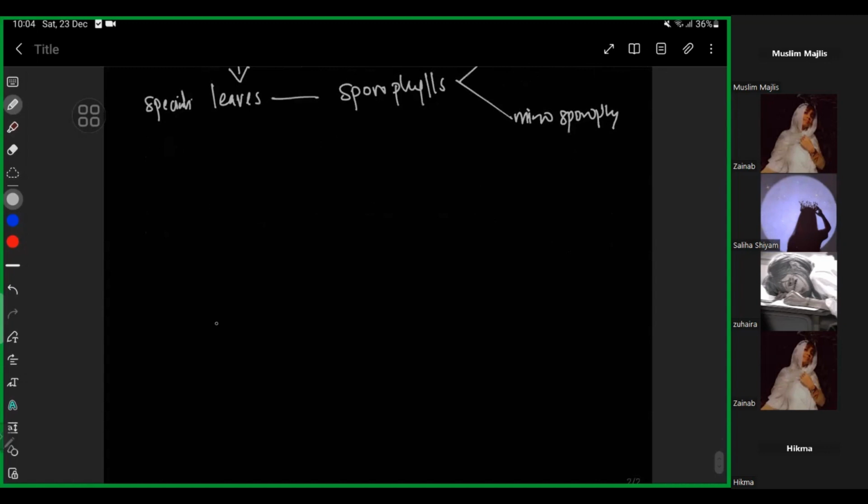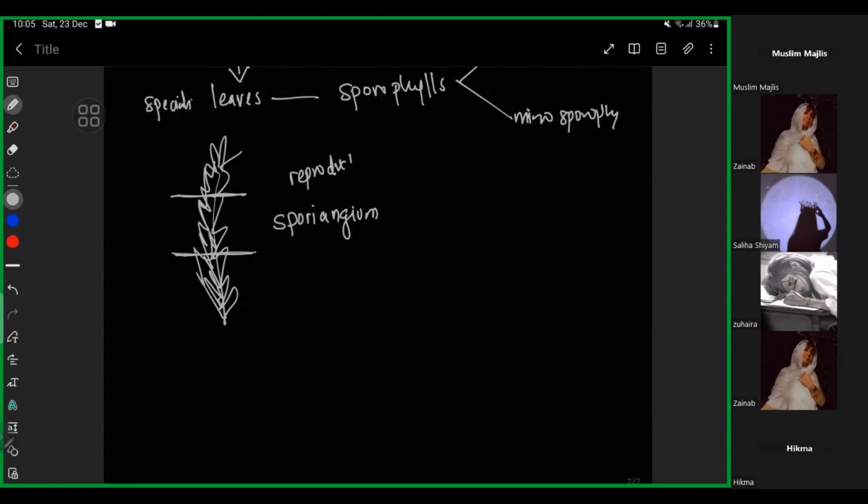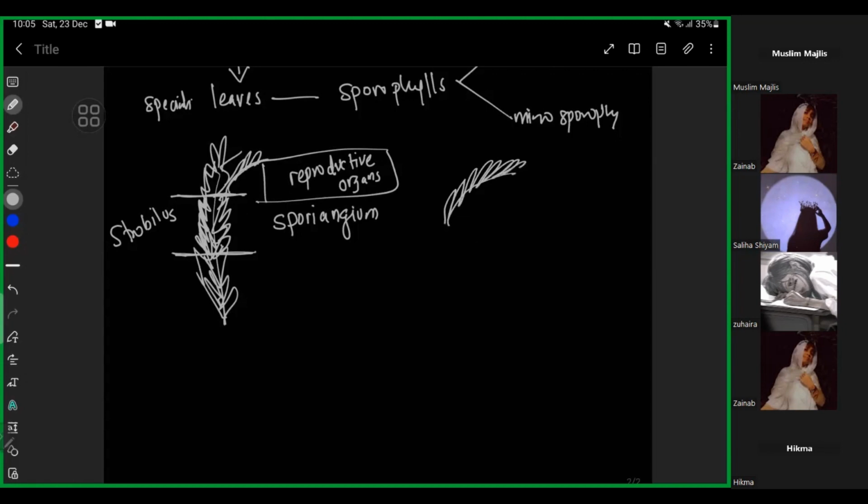Just imagine this is the Selaginella plant. Please excuse my drawing. You have the leaves, and in a particular part you will develop the sporangia. What is the sporangium? It is the reproductive organ. That part is covered by the megasporophylls and microsporophylls, which means the leaves, and we call that particular part the strobilus. It's usually like a cone-like thing covered by the sporophylls, which means leaves. Inside that you have the reproductive organs.